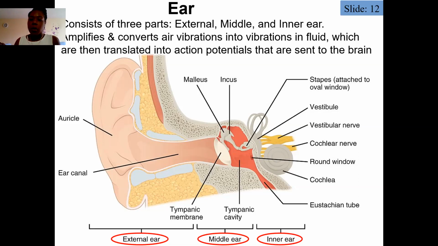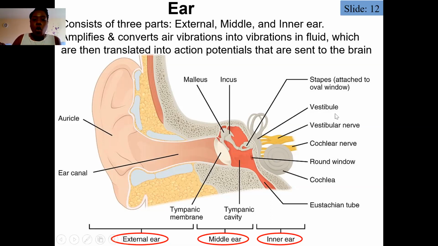Okay, so very similar to what we saw with the eye, we've got a cranial nerve here, the vestibulocochlear nerve, cranial nerve 8, that is taking the sensory information in from the world around us, translating that into action potentials, which are then sent to the relevant parts of the brain and perceived as sound.